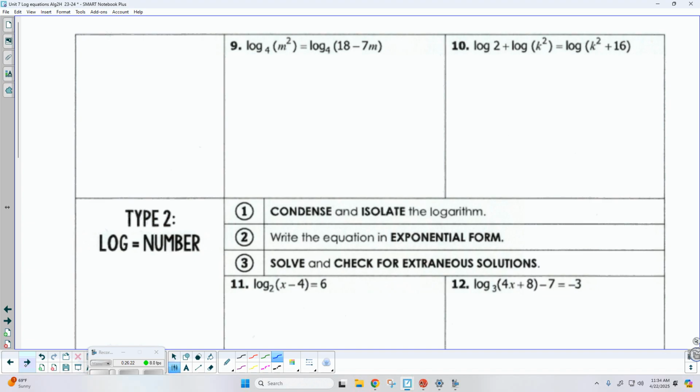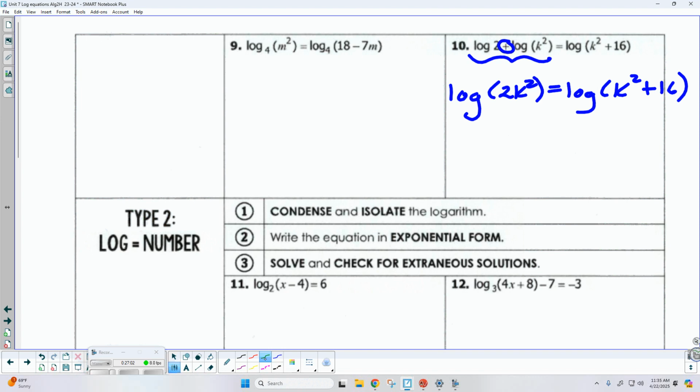Okay, so I don't see a base. What does that mean? It's base 10, so that's the common log. First thing I notice is that there's no coefficient, so I don't have to worry about that. But I want to try to make this a log equals log statement. These two logs are separated by addition. So will I multiply or divide those arguments? We're going to multiply, so I'm going to condense those. So this is just going to be the log of 2 times k squared, 2k squared, equals the log of k squared plus 16.